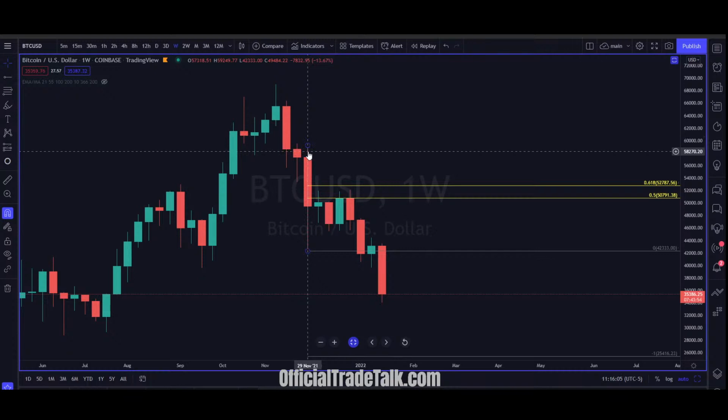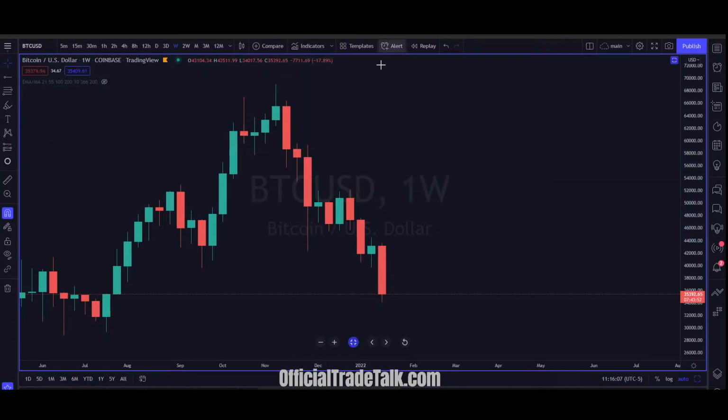I seen a couple YouTubers out there saying that this bullish candle could turn into something real amazing, that they were looking at this as a bullish signal. That's how behind the times they are. This is not a bullish signal, right? So this is a bearish signal.